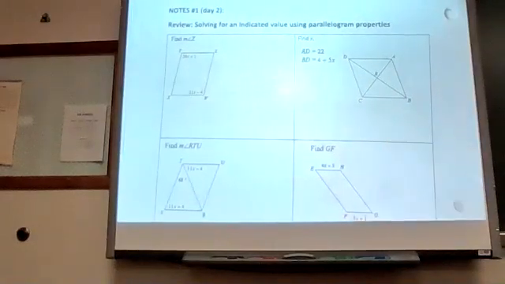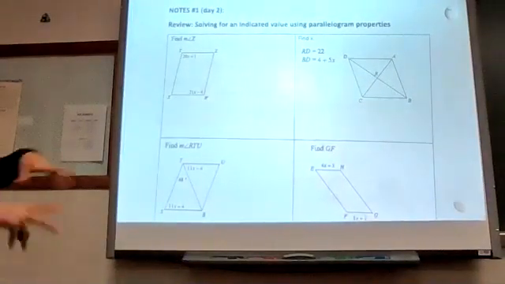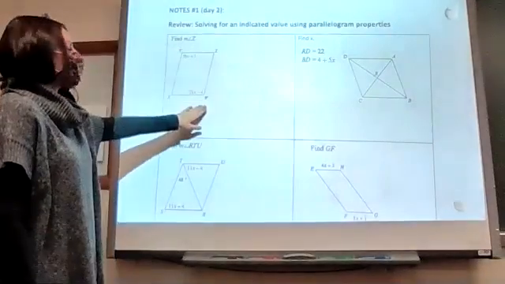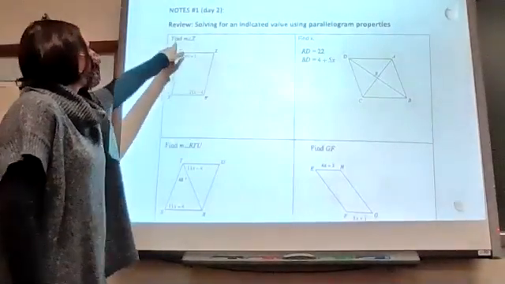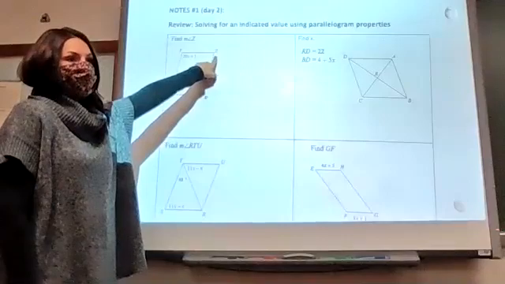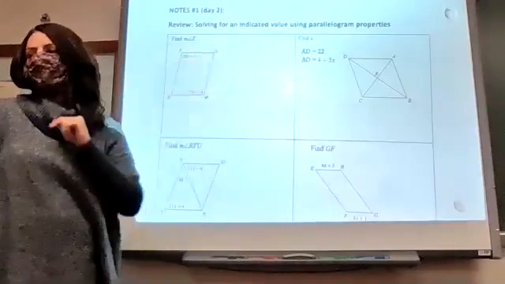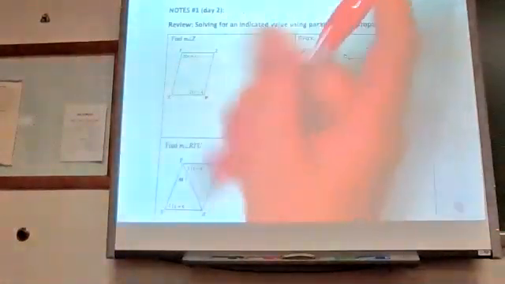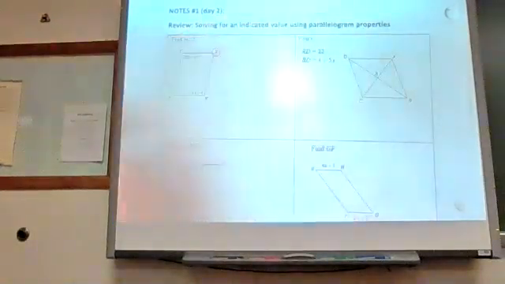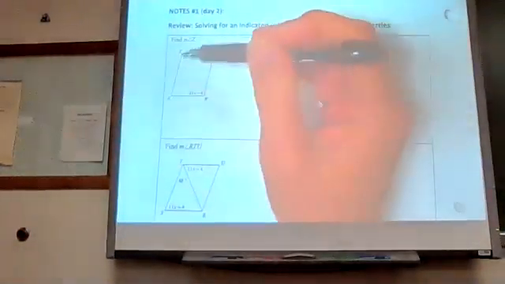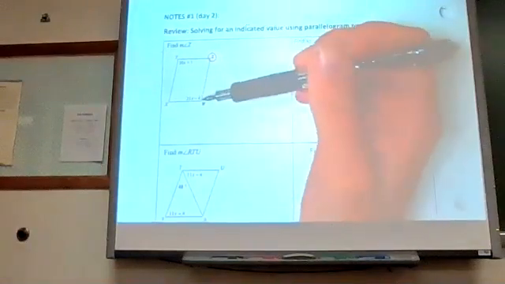parallelograms. And so notice that my variables are here in angle Y and angle W, but it actually asks me to find angle Z. Okay, so there's going to be several steps involved here. So it wants us to find angle Z. It's giving me Y and W, which are opposite angles.